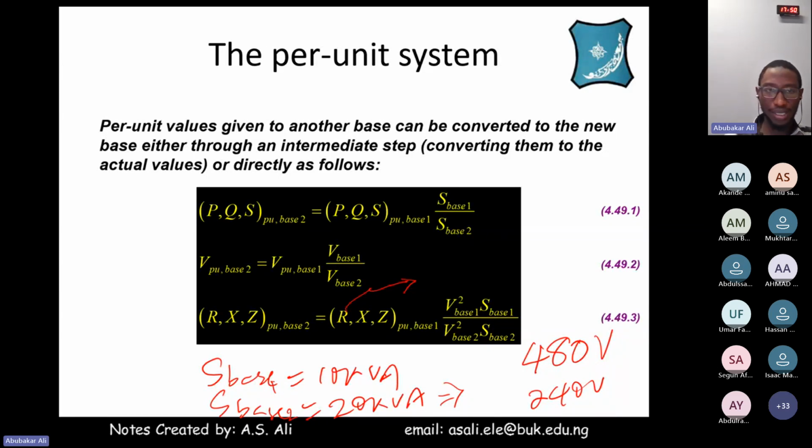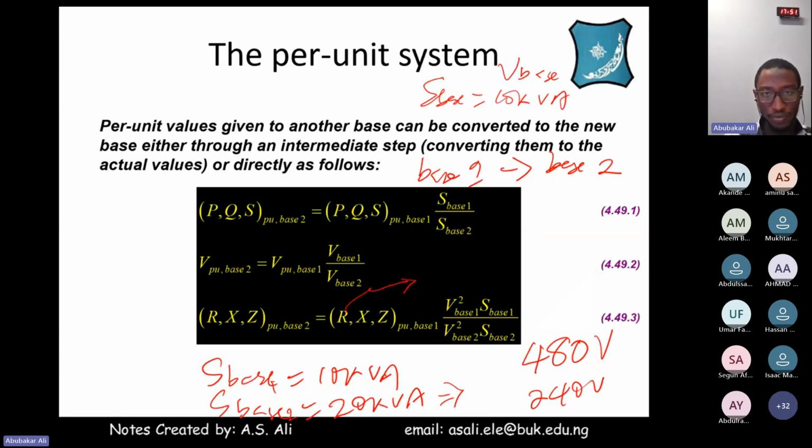It's a very simple thing. You are in base 1, for example, and you want to move to base 2. When you did your calculation in base 1, S base 1 is 10 kVA and V base 1 equals 480 volts. The base 2 you want to use is different: V base 2 is 240 volts and S base 2 is, let's say, 20 kVA.